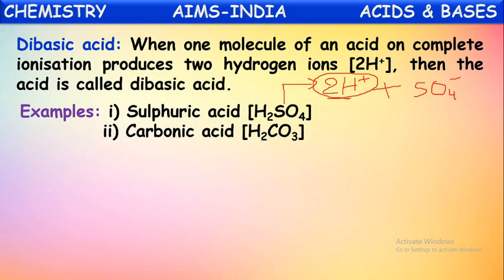What does it mean here? Basicity means the number of H plus ions liberated from each molecule of it. So they are called dibasic acids. Even carbonic acid is the same way.